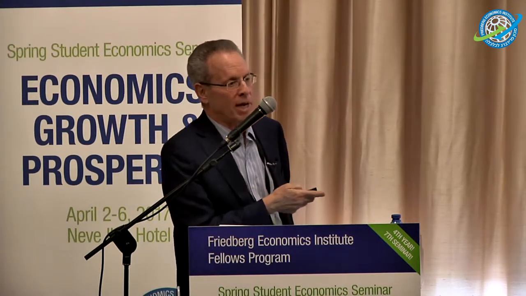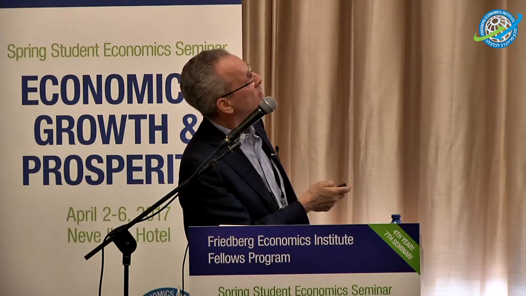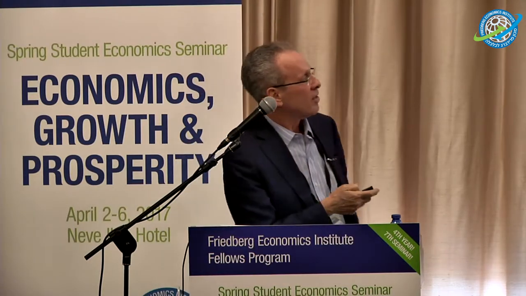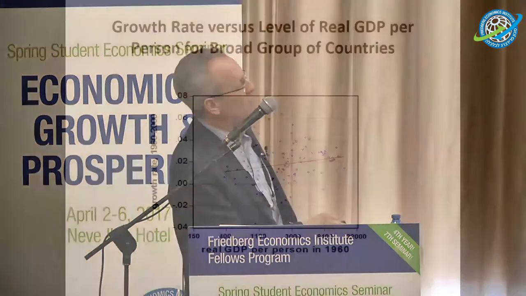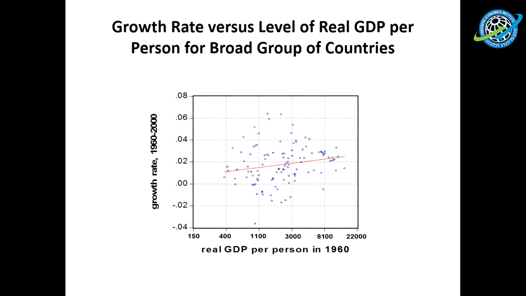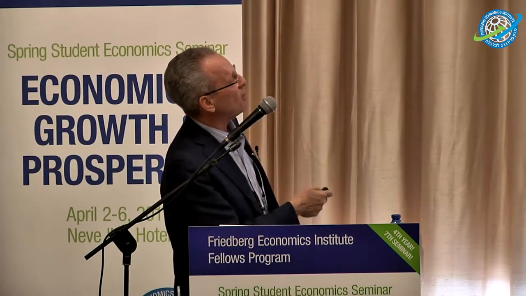So let me just show you some patterns in the data across countries. This is looking starting in 1960. On the horizontal axis, I have the real per capita GDP in 1960 for each country. Then on the vertical axis is just the average growth rate of that country over this particular period, from 1960 to 2000. You could make that 1960 to 2014 or 2015. It wouldn't really look different. So this is an average growth rate over the subsequent 40 years in this particular diagram.